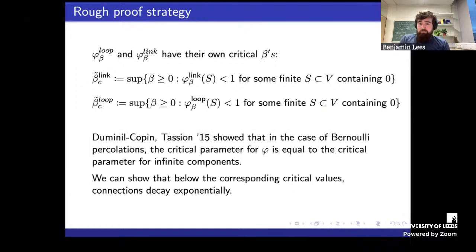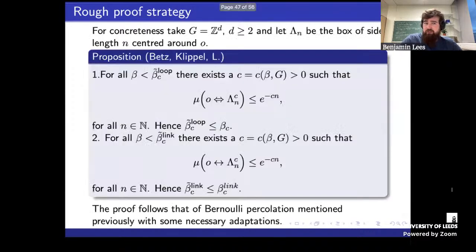So it was shown in the case of Bernoulli percolation that the critical parameter for their corresponding phi is equal to the critical parameter for infinite components, the usual critical parameter for Bernoulli percolation, p_c. So that's what we want to try and do in some sense. What we can show is that below these beta tildes, the connections decay exponentially.